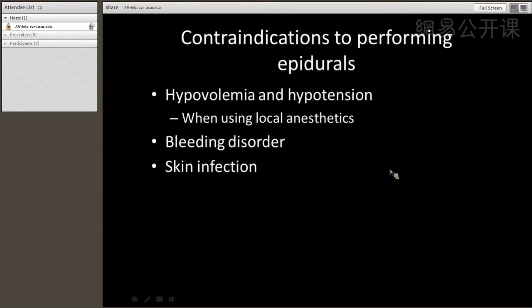So there are some absolute contraindications to doing epidurals. Hypovolemia and hypotension, if you're going to use a local anesthetic, would be an absolute contraindication. Local anesthetic administration into the epidural space is going to cause vasodilation, so you're going to make their hypovolemia and hypotension even worse. If you have a patient with a bleeding disorder, you don't want them bleeding anywhere around the cord, and so if you accidentally hit a venous sinus that exists in the epidural space, you can cause bleeding around the cord, and that's going to cause you some major problems later. And any kind of skin infection over where you're going to stick your needle. So you don't want to introduce infection around the cord either.